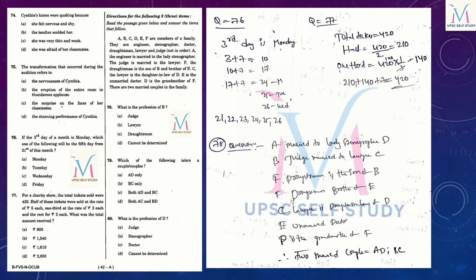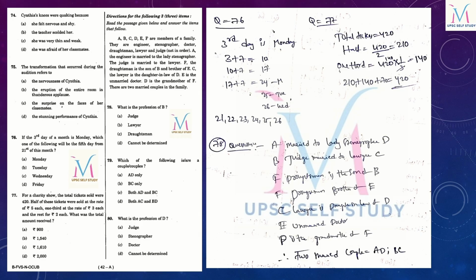Next, 77th question. For a charity show, the total tickets sold were 420. Half of these tickets were sold at the rate of rupees 5 each, one third at the rate of rupees 3 each, and the rest at rupees 2 each. What is the total amount received?